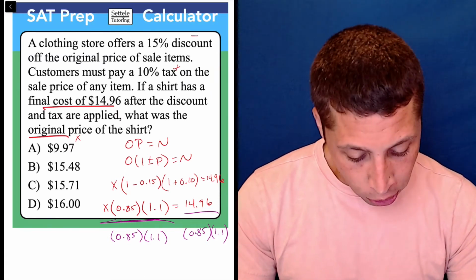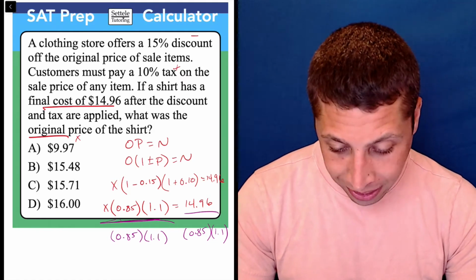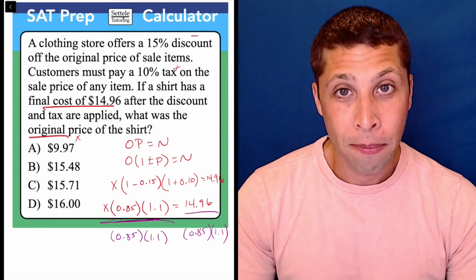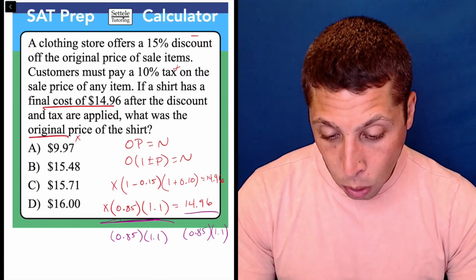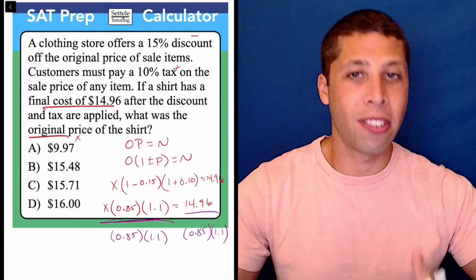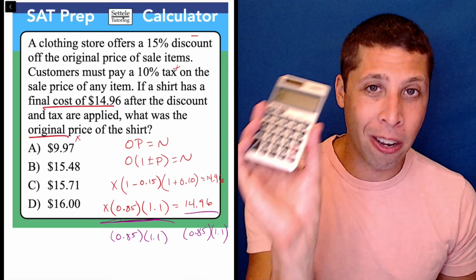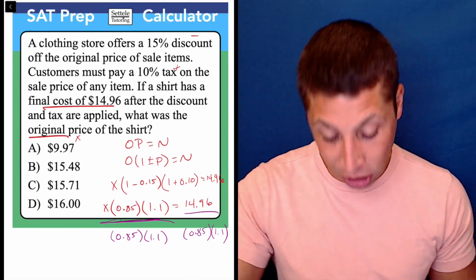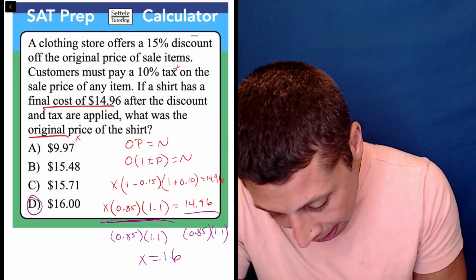So I'm going to do it in two stages. 14.96, I'm first going to divide it by 0.85, okay? Then I get a number, and I'm going to divide that by 1.1. So notice I'm not going to enter it as a multiplication step in there because you would need extra parentheses to do that. And right now I'm working with a very, very basic calculator. So I get that X is equal to 16, and that is the answer.